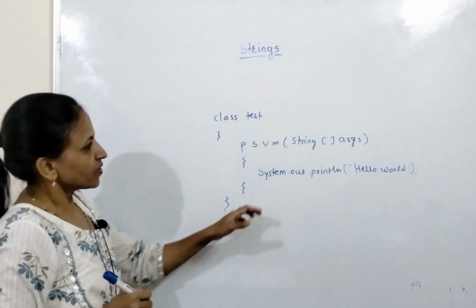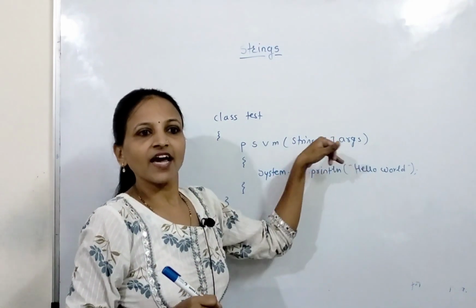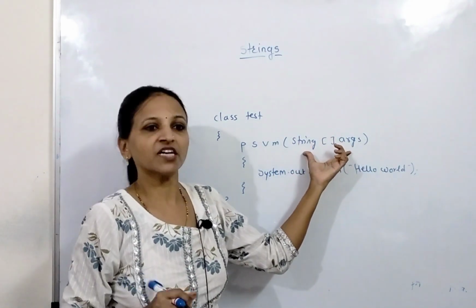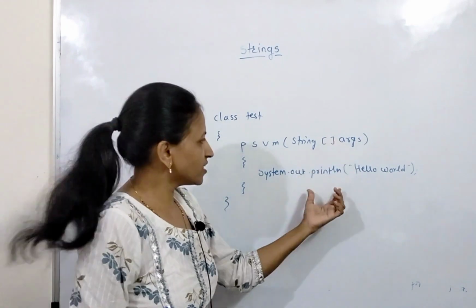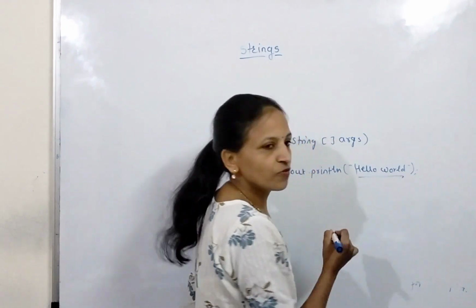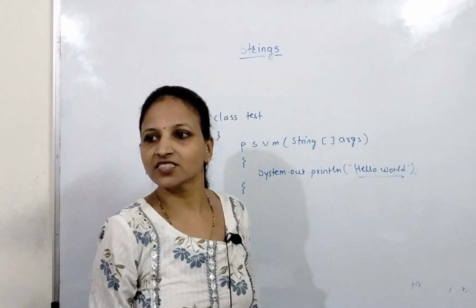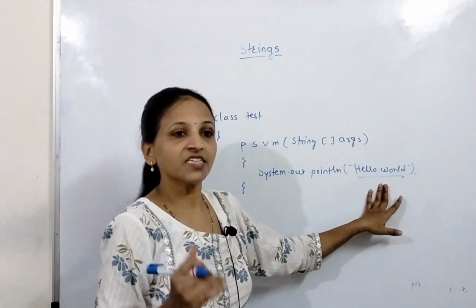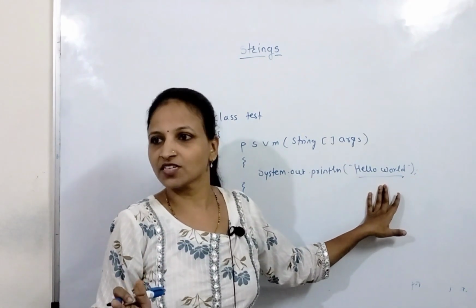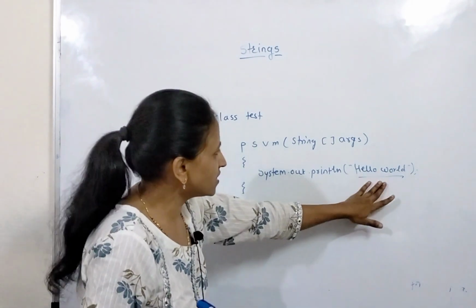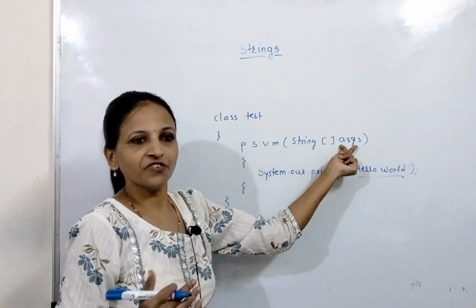How? See, this args is an array of strings. This is nothing but a command line argument. The next one here, whatever we have written like hello world, what is this? This is again a string. But this is a string literal or string constant, you can say. This is a string literal, and this one is an array of strings.